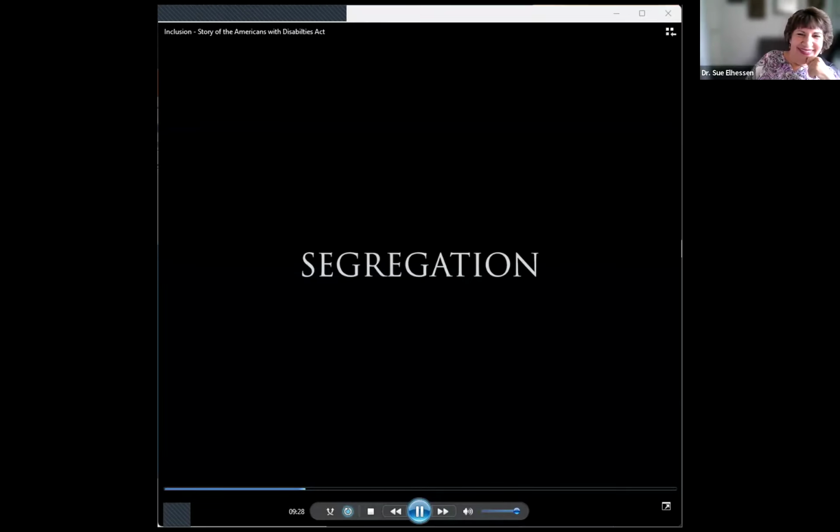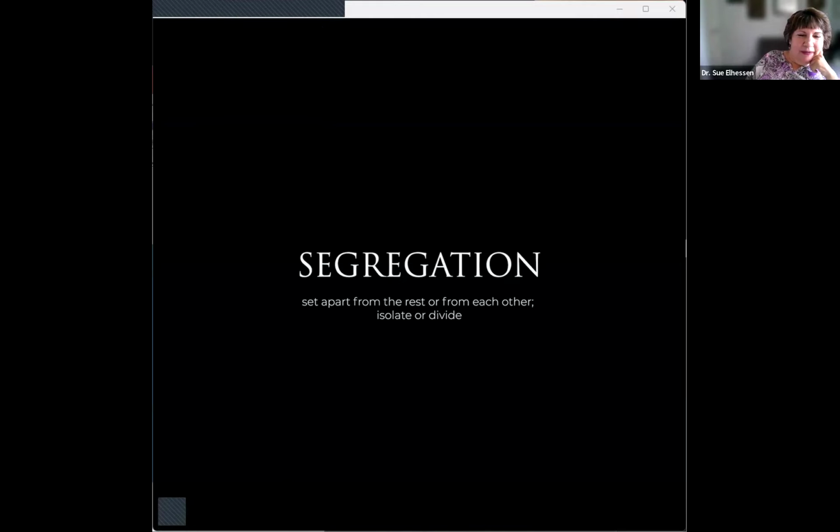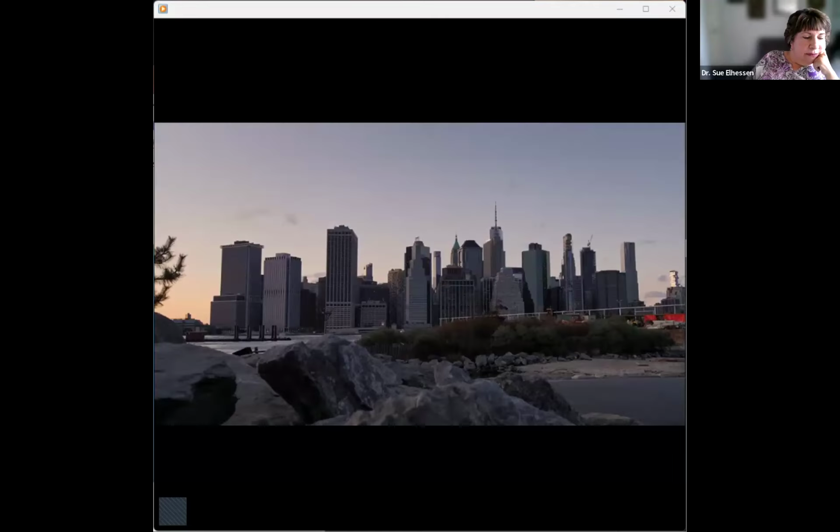Thank you. Set apart from the rest or from each other. Isolate or divide. New York City's skyline is lit by a sunrise. Text reads, New York City.